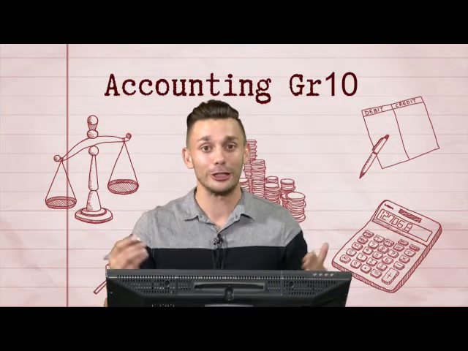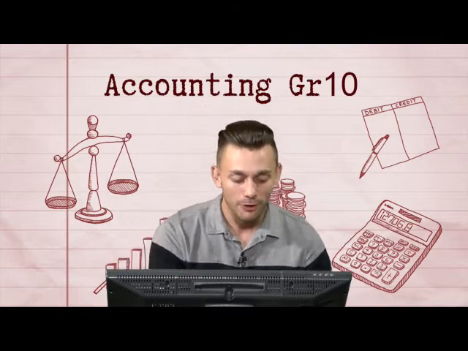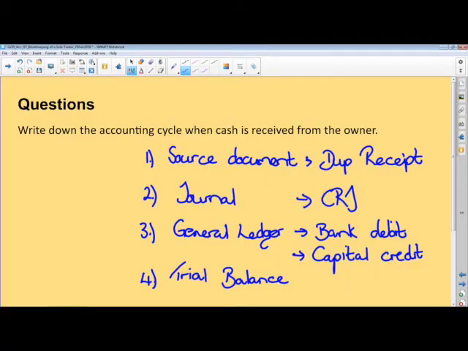Okay guys, I know you got this right. Let's quickly look at the answer. Firstly, you'll have a source document. And the source document will be a duplicate receipt. Your second entry will be you take those receipts to your journal being the CRJ, you received money. Then you'll place those journal entries, you'll close the journal off, total everything, take it to the general ledger. Your bank will go up on the debit side. And remember, the owner gave the money, so capital will go up on the credit side.